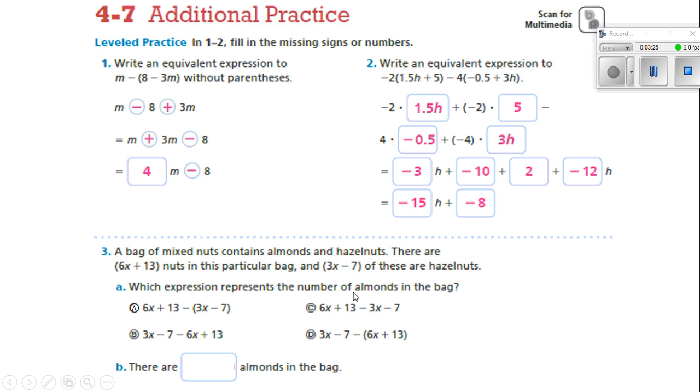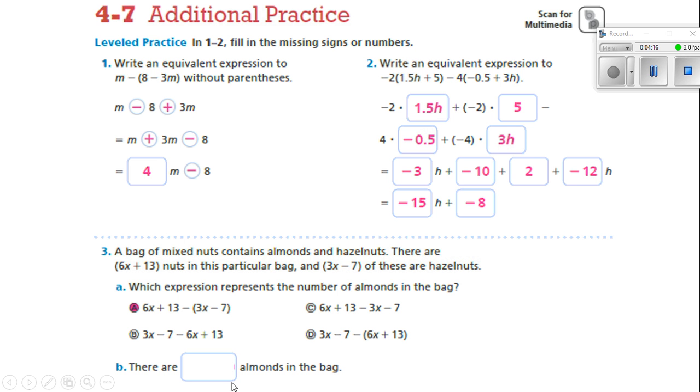So if we're trying to find out what are going to be the almonds, we're going to be subtracting this from the entire bag, right? So this is going to be 6x plus 13 minus 3x minus 7. Looks to me like A is going to be our answer. It would not be this one because remember we're subtracting this from this to get the almonds. And for those that thought C might be the answer because it's a -3x as well, remember this says -7. Since we're subtracting, that negative sign has to be applied to both of these. So this would be a -3x and a negative times a negative is a +7. So this would be incorrect.